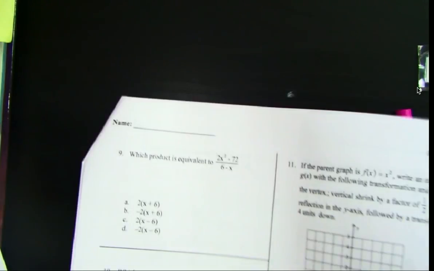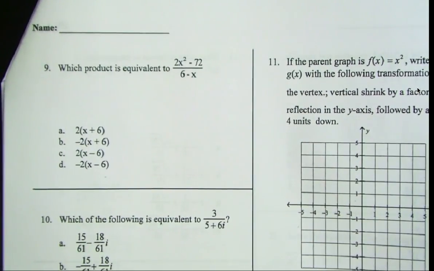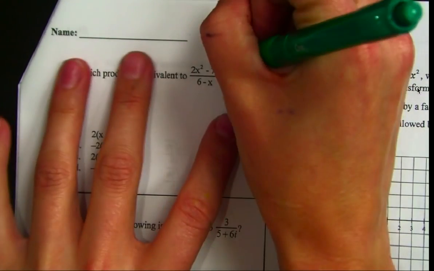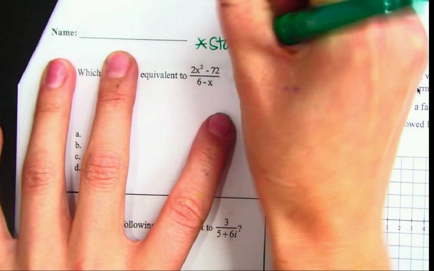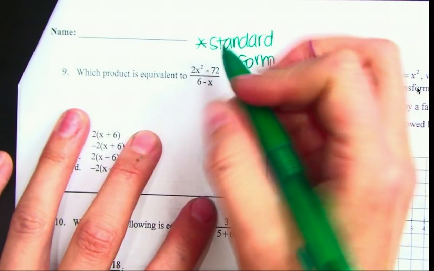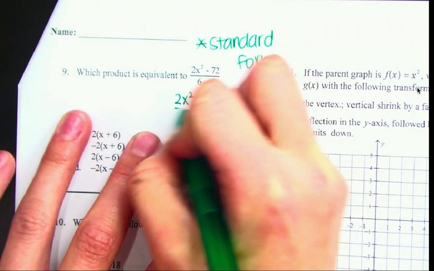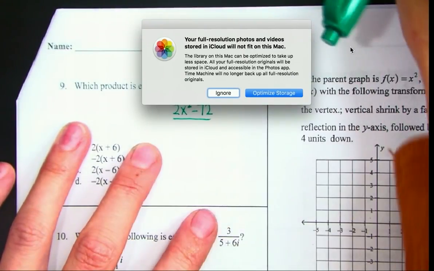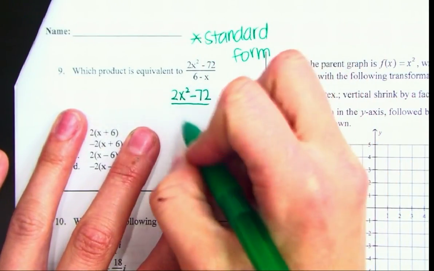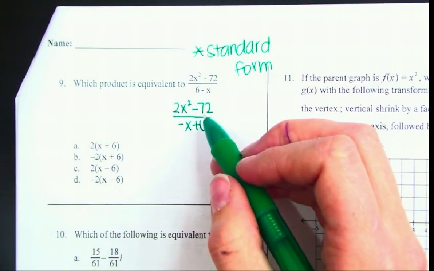All right, number 9, we are looking for the product that is equivalent to this. So what we're going to do always is make sure that everything is in standard form. So standard form is always going to be our first concern. So the top of the fraction is going to stay as 2x squared minus 72. But the bottom of the fraction, we're going to have to rewrite in standard form. So it's going to be rewritten as negative x plus 6. All we did was reorder that so that the variable came before the 6.